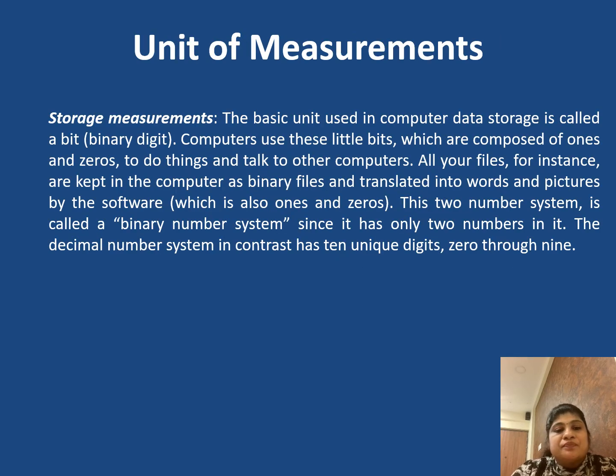Unit of measurement. The basic unit of computer data storage is called the bit, or binary digit. Computers are composed of little bits made of ones and zeros. One and zero are the two important parts of the computer. So your files are kept in the computer in binary, and words and pictures are transferred by the software. This is the binary number system, which uses only two numbers. The number system consists of the unique digits one and zero.